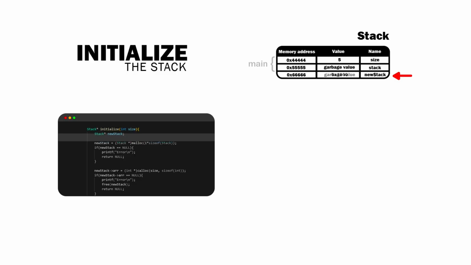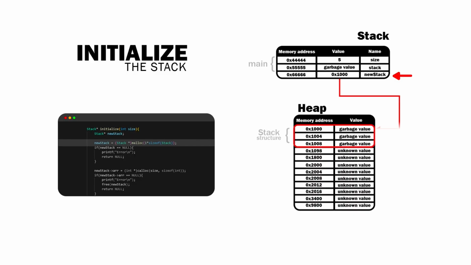At this point, we allocate memory in the heap using the malloc function. We request enough space for one stack structure. The memory allocated is contiguous and large enough to hold all the fields of the stack struct. If the allocation is successful, newStack now stores the memory address of the first byte of this new structure in the heap. It's important to check whether malloc returned null, which would indicate a failure in memory allocation. If this happens, we print an error message and return null.